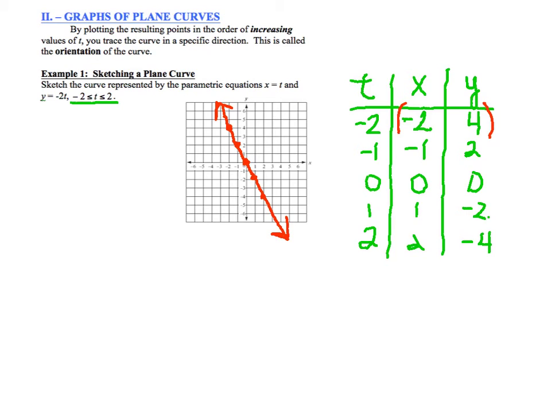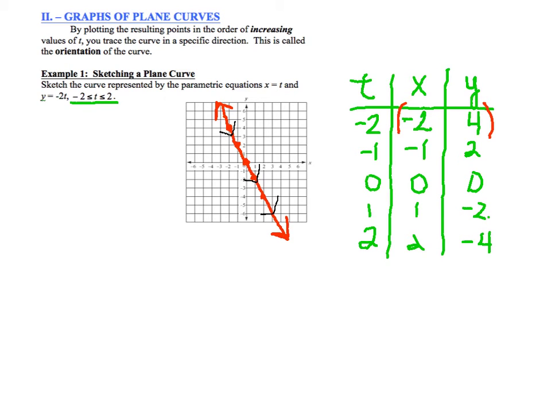And now you're almost done, but what you have to do is show your t, you have to show the orientation of your points. So we have to draw what order our points are going in. Our t values are actually getting bigger as you go along this direction of your graph. So you draw a couple more arrows in here, and that just shows the direction of your t values. So that is how you sketch a plane curve.